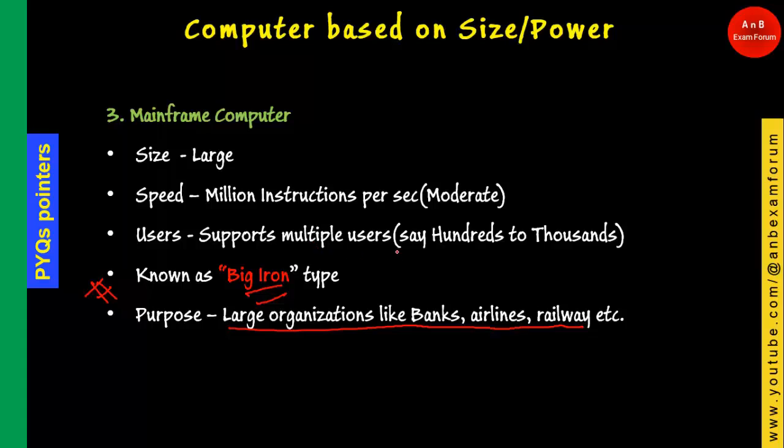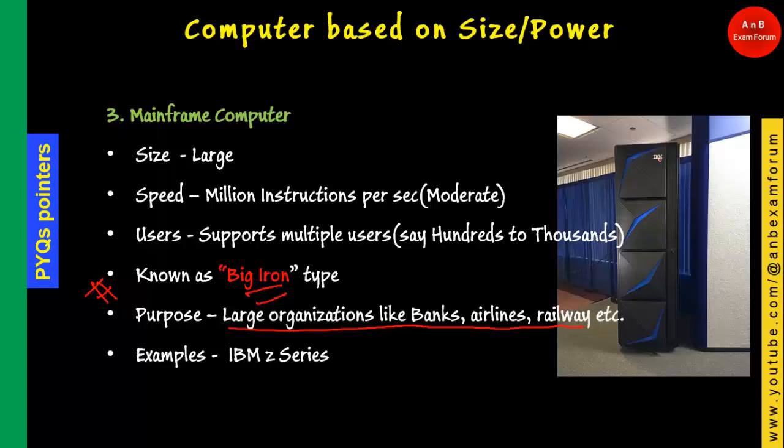Okay, and if in the exam they ask which type of computer is used by large organizations like banks and airlines, your answer should be mainframe computer. And if you see the IBM Z series, this is an IBM Z series mainframe computer. It can support multiple users, and it is very big, you can see.